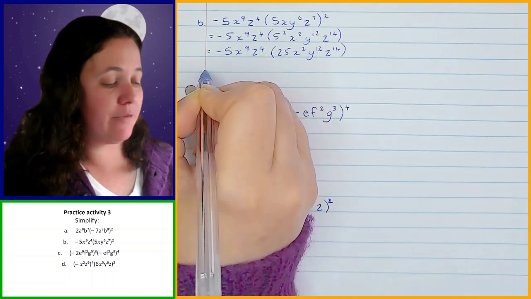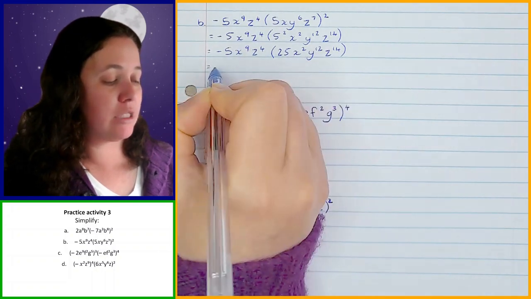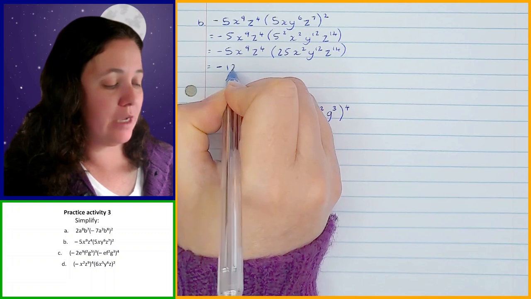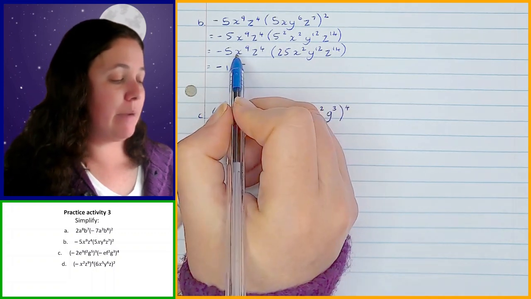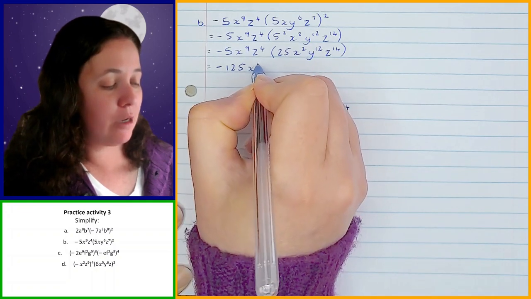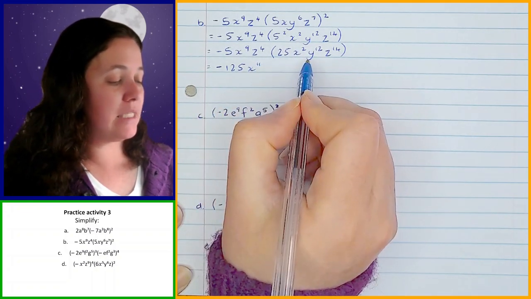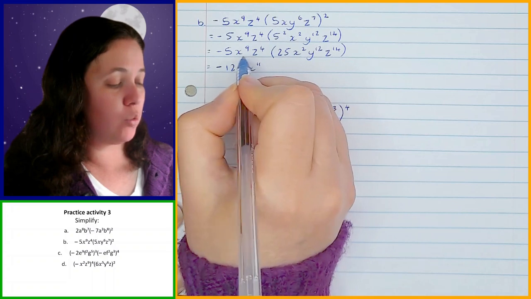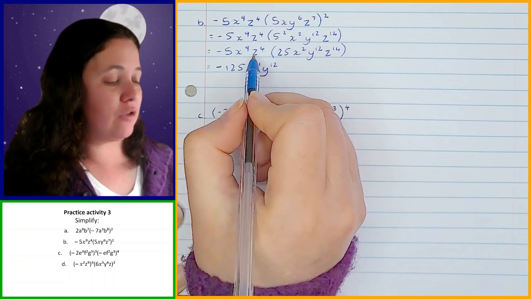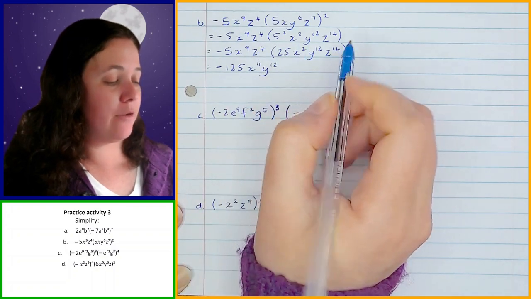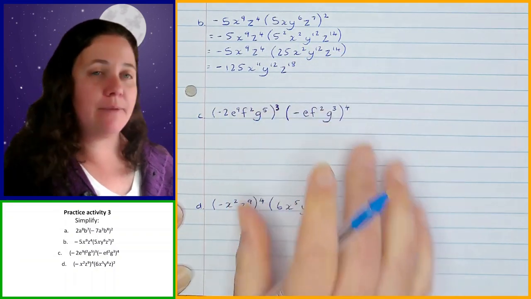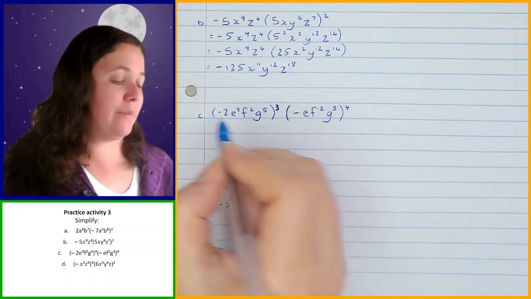Okay, so now I can simplify this. I've got a negative times a positive is negative. 5 times 25 is 125. And then my x's, I've got x to the power of 9 times x squared, that is x to the power of 11. Then my y's, I've got y to the power of 12, there's no y's here, so that's going to stay the same. And then my z's, I've got z to the power of 4 and z to the power of 14, so that's z to the power of 4 plus 14 is z to the power of 18. So that's what you should have got for question B. Question C.